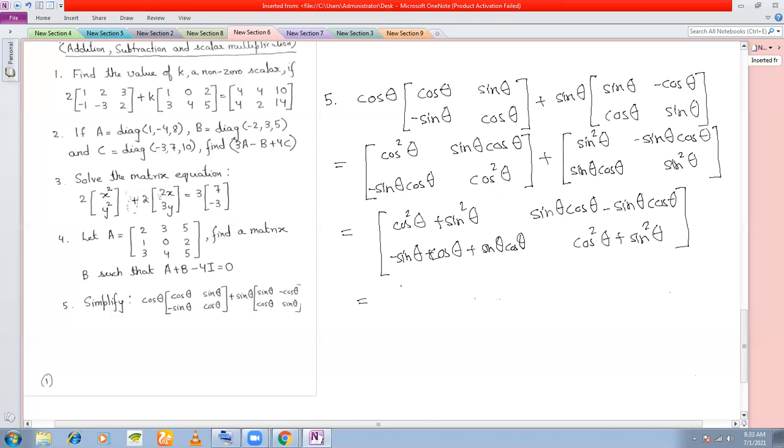So what do you get here? cos²θ plus sin²θ is 1. These two cancel to give you a 0. Again these two cancel to give you a 0. And therefore this must be equal to I₂, the identity matrix of order 2.